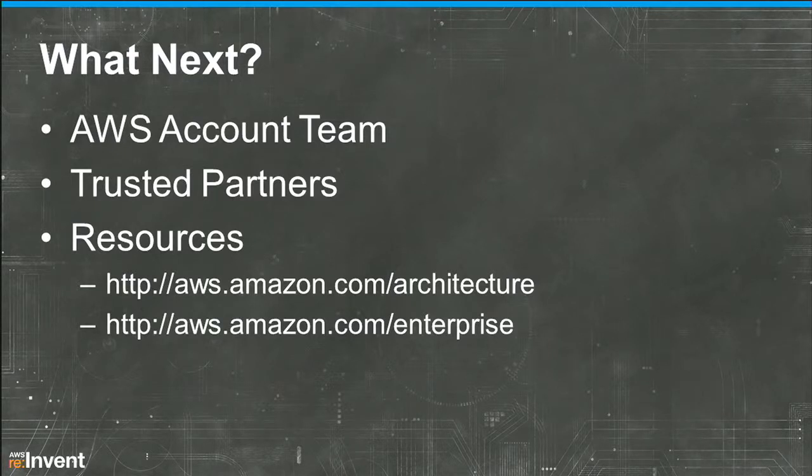So reach out, if you know who your account manager is, reach out to them and ask them how to help you get started. Also reach out to your trusted partners. If you're working with trusted partners today, ask them to help you take a look at moving to a hybrid environment. And there's lots of self-service resources available on AWS. So if you go to the AWS website /architecture or /enterprise, you'll find lots of great literature and white papers to help you get started. Thank you.